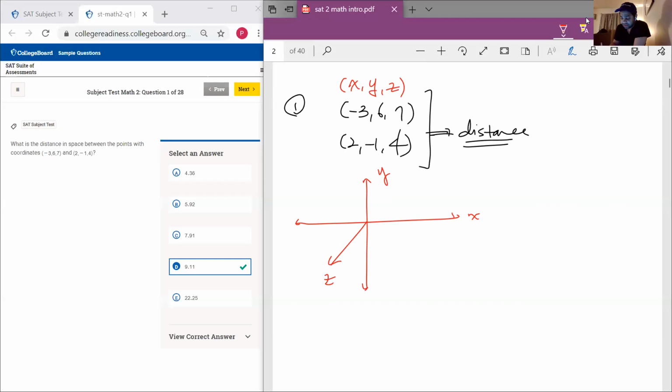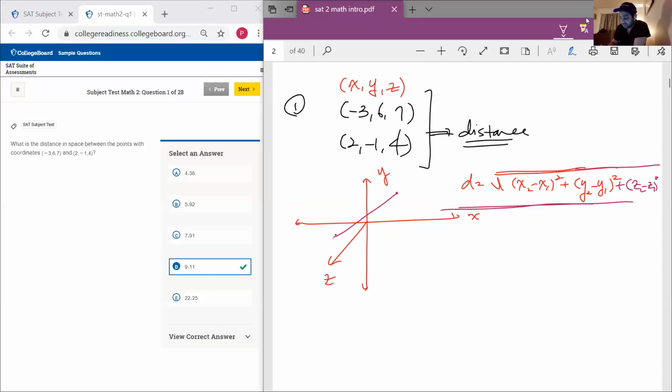And the derivation of the Pythagorean theorem in 2 dimensions, you all know the formula. It's x2 minus x1 squared plus y2 minus y1 squared, and so on. In 3 dimensions, you can actually even derive it. It's just an added term of z2 minus z1 squared. So the distance between any 2 points can be found by just this extended distance formula. So this is x1, y1, z1. This could be x2, y2, z2.